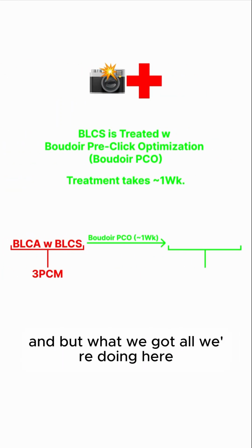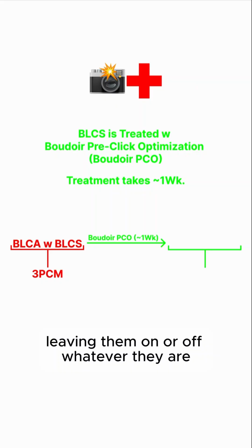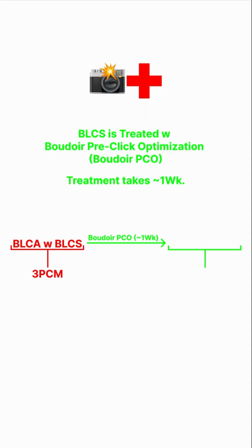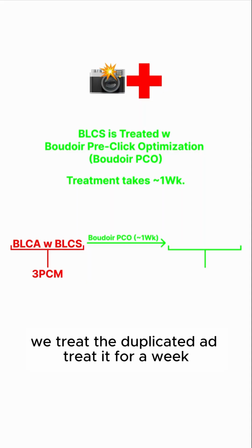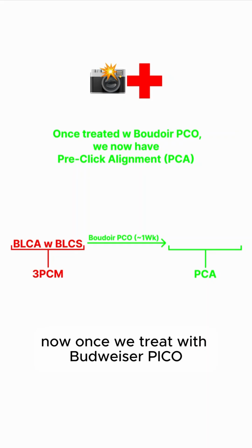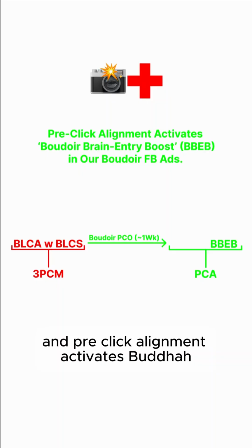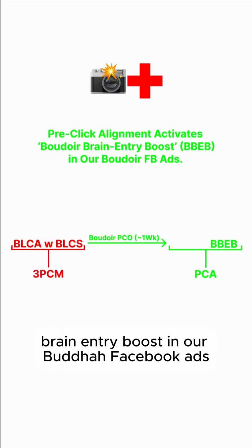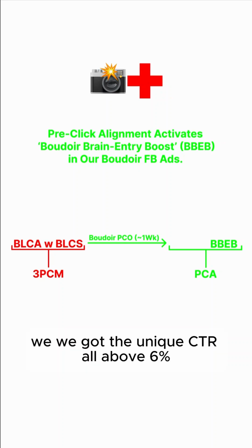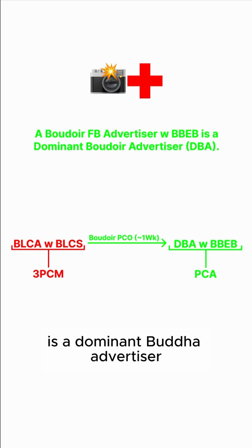And Boudoir Pico, all we're doing is duplicating the current ads, leaving them on or off, whatever they are, and we treat the duplicated ad. So we don't touch the original, we treat the duplicated ad for a week. At the end of the week, we keep whichever one has better metrics. Now, once treated with Boudoir Pico, we now have pre-click alignment, PCA. So we get rid of the three pre-click mistakes, we got pre-click alignment. And pre-click alignment activates Boudoir brain entry boost in our Boudoir Facebook ads. Basically, we got the unique CTR all above 6%. And a Boudoir Facebook advertiser with Boudoir brain entry boost is a dominant Boudoir advertiser, a DBA.